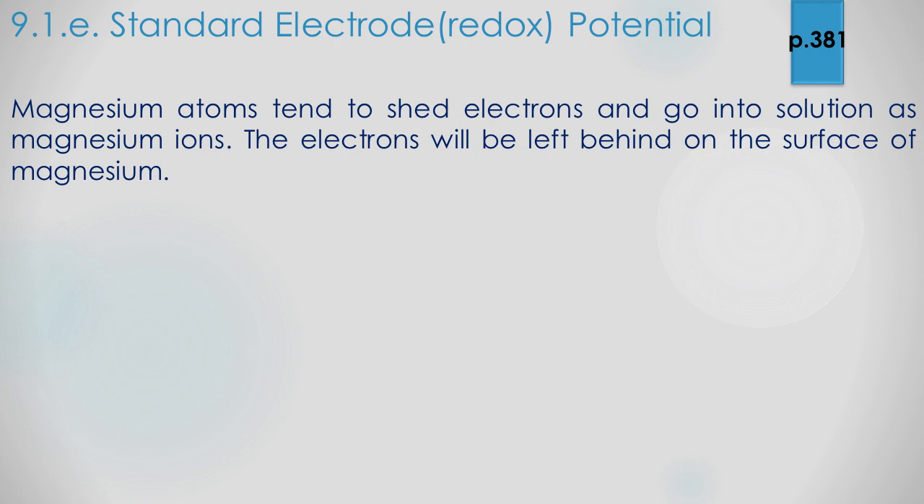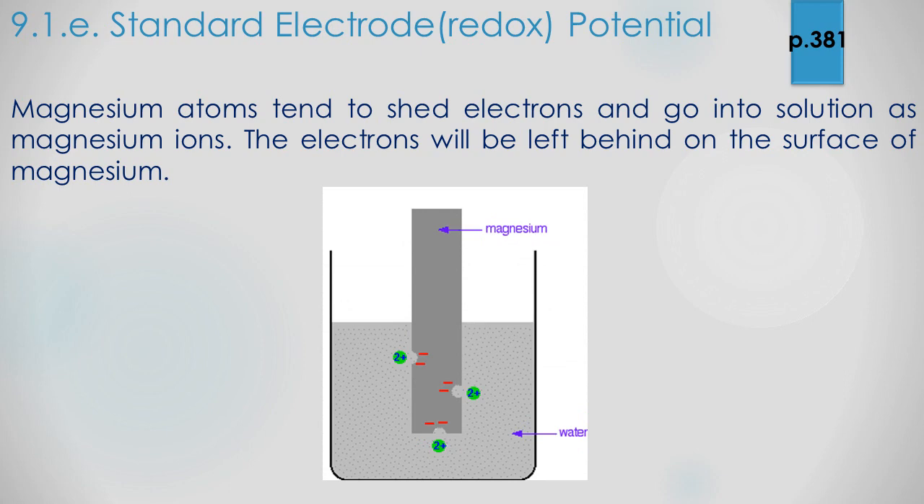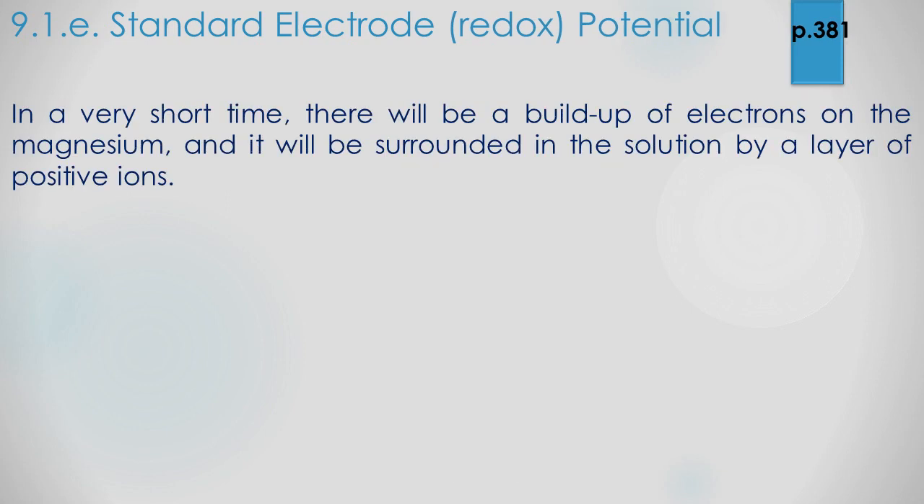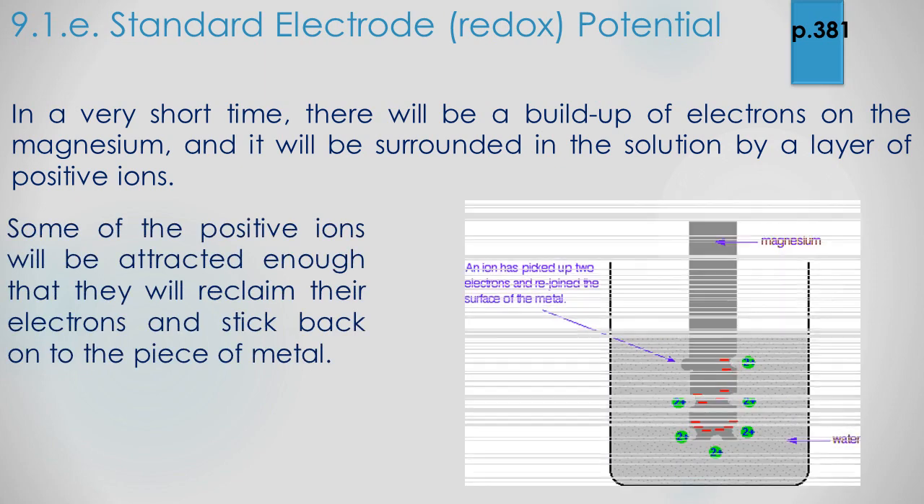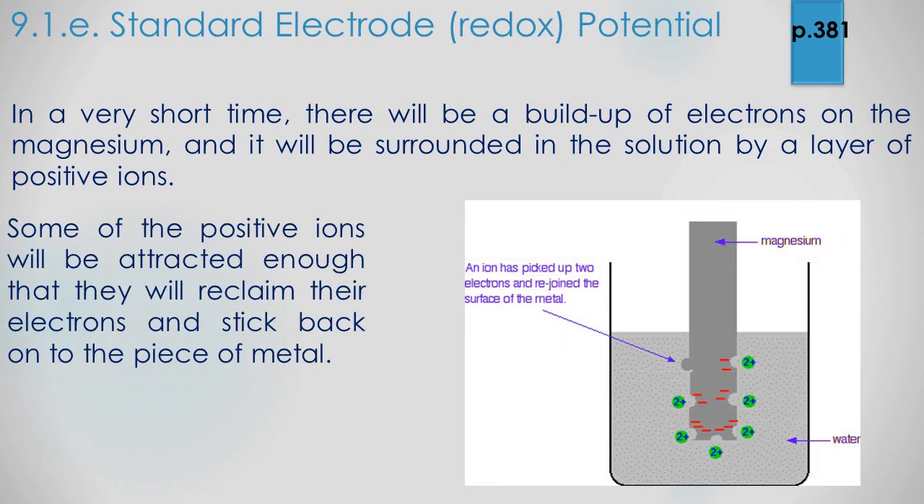Magnesium atoms or any other metal tend to shed electrons. Metals always tend to lose electrons and go into solution as magnesium ions. As you can see in this diagram, magnesium ions are formed and electrons are left behind on the surface of magnesium. In a very short time, there will be a buildup of electrons on magnesium, and it will be surrounded in solution by a layer of positive ions.